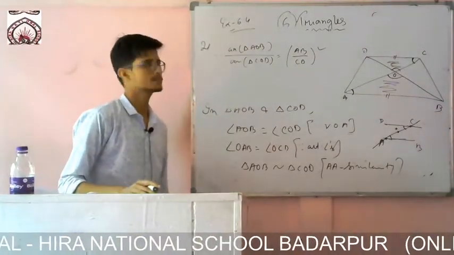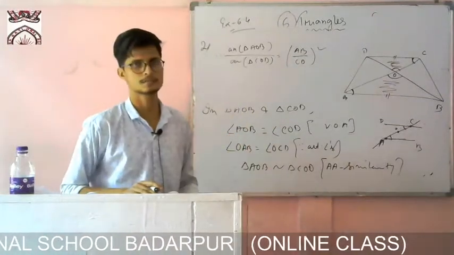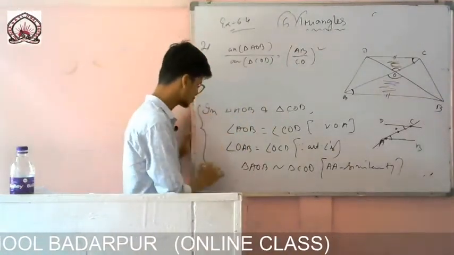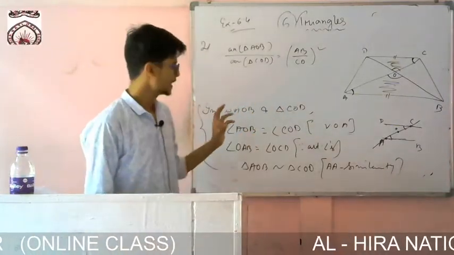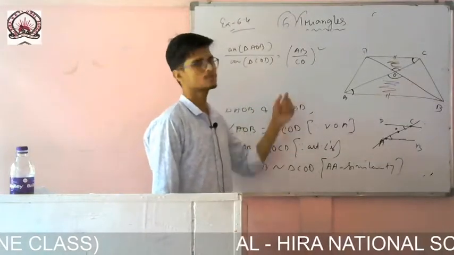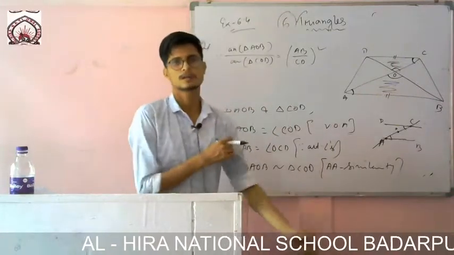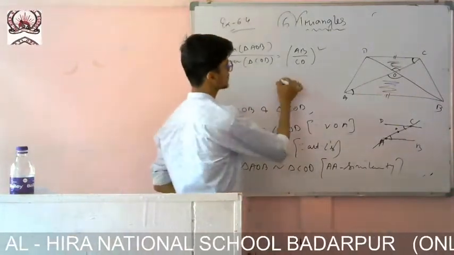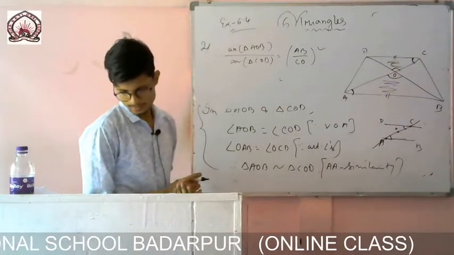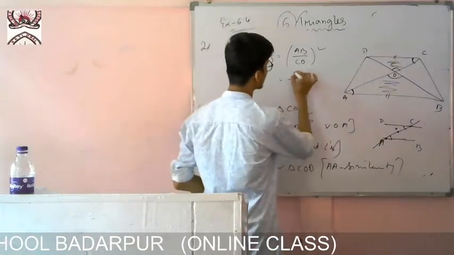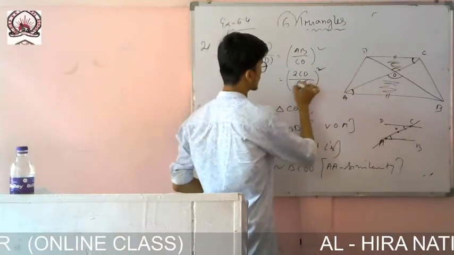Directly I cannot write this because in the question it is not given that these two triangles are similar. First I have proved that these two triangles are similar, and I can use the theorem if and only if the triangles are similar. Then the ratio of the areas of the triangles equals the ratio of the squares of their corresponding sides. So AB squared by CD squared, and the value of AB is given as twice CD, so twice CD by CD, whole thing squared. So CD cancels.